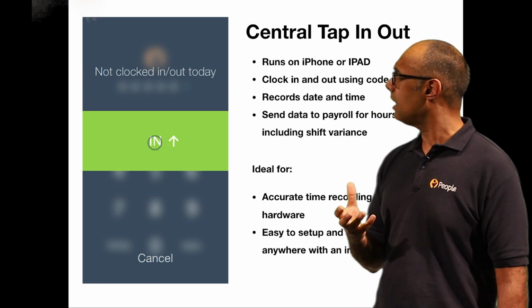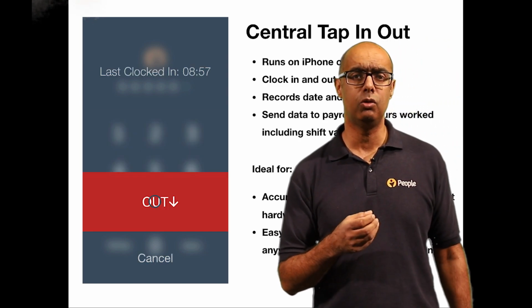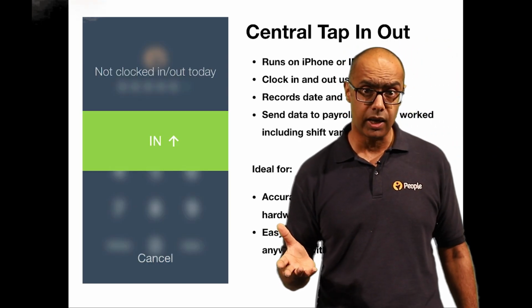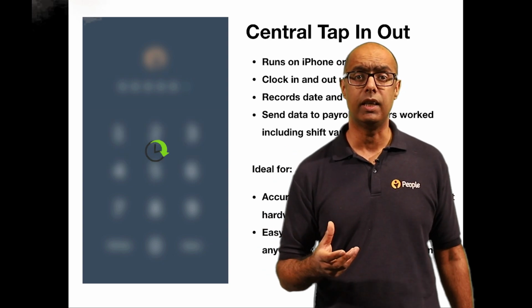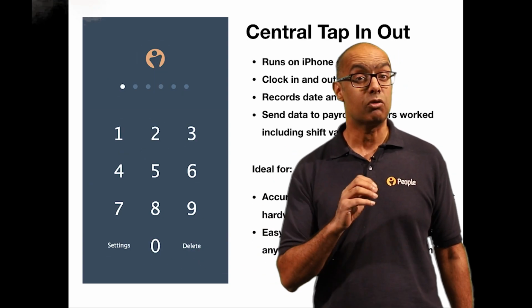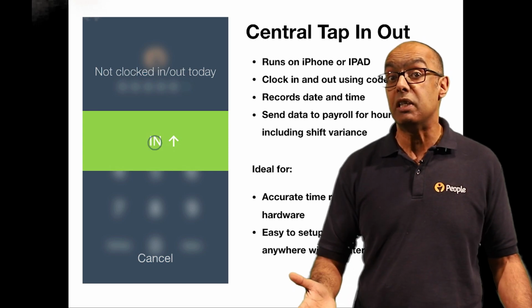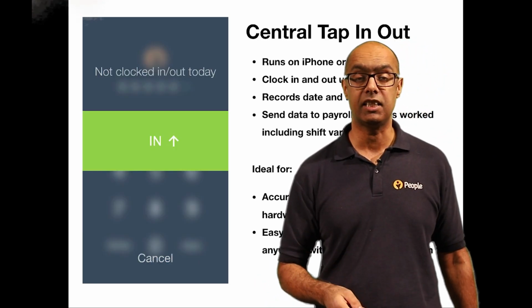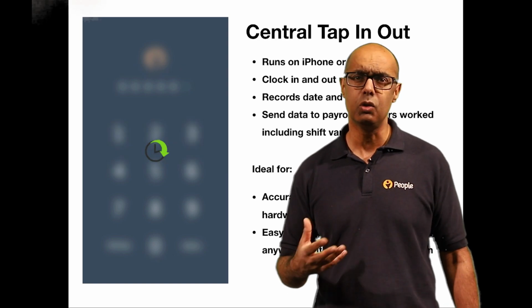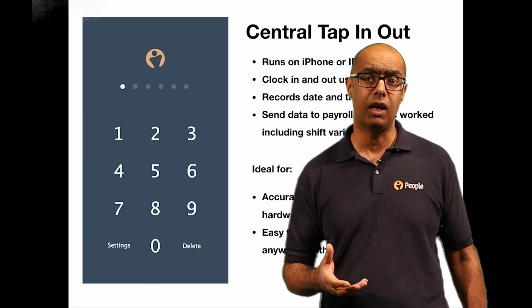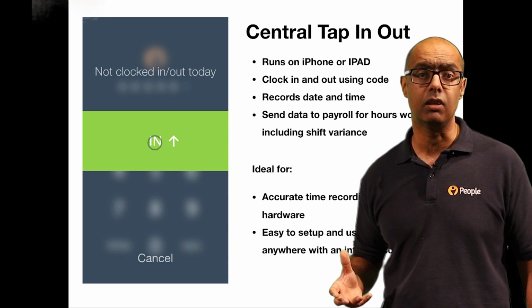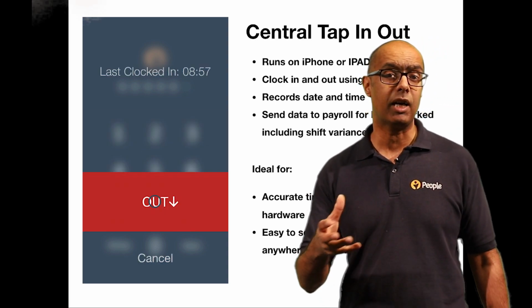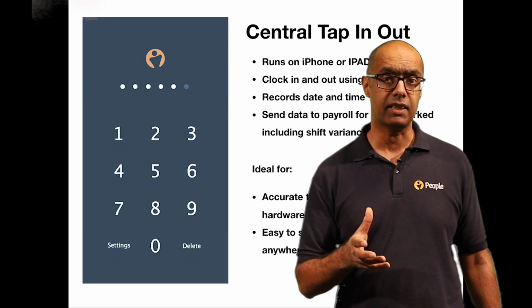So tap in, tap out is really useful where you don't want to buy any specialist hardware. You want to set something up in reception. It's really easy to get started with. All you need is an iPad or an old iPhone. You can download the software, get it connected, and away it goes. So a useful approach is if you have lots of retail outlets, for example, you can stick an old iPad into those retail outlets and get started straight away.